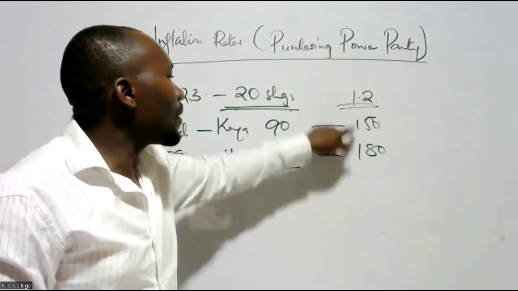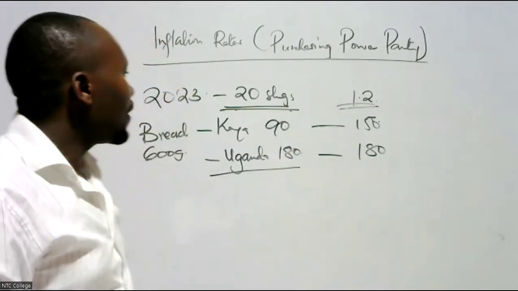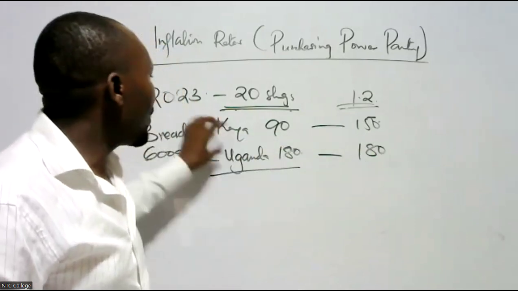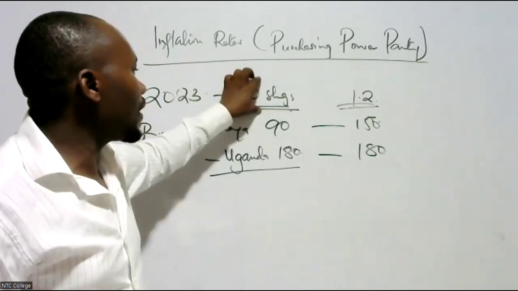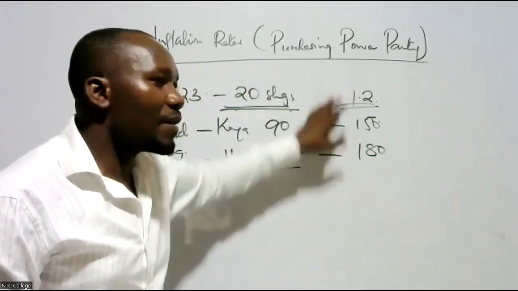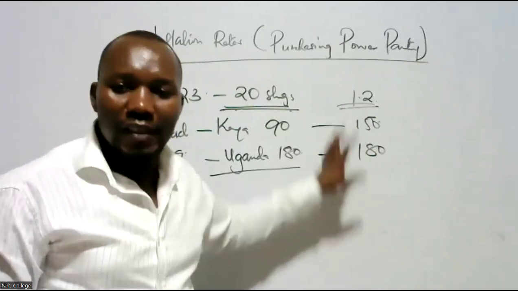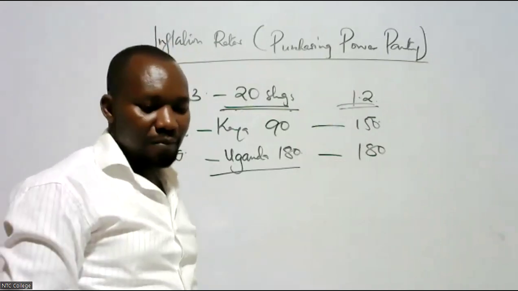Simply convert this to this, utapata 180. So as the currency changes in both of them, this must also keep on changing. If it is constant, then they are not going to have the same purchasing power. The citizens in those countries are not going to have the same purchasing power.